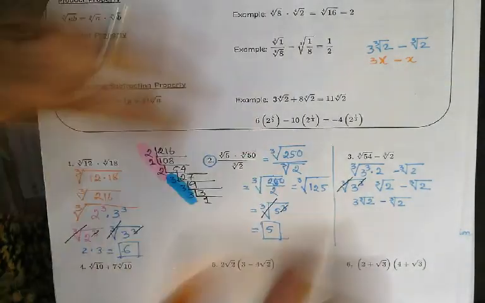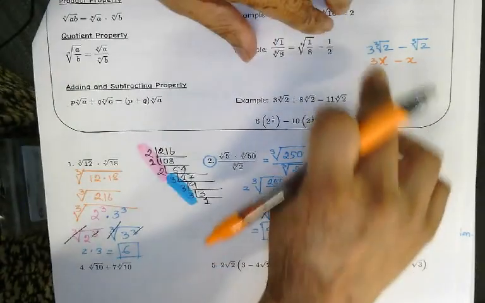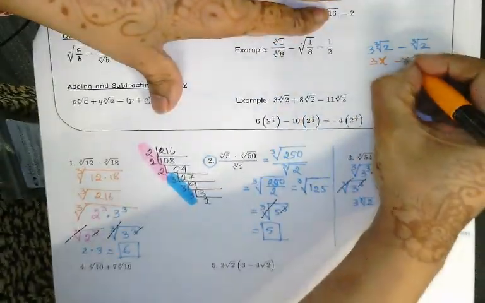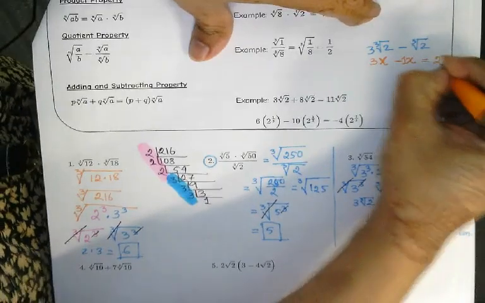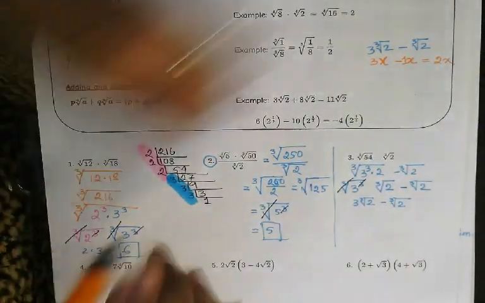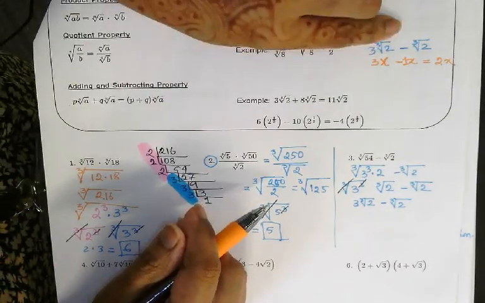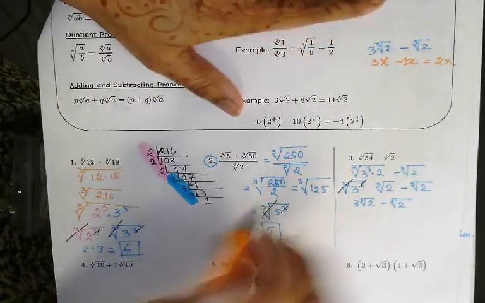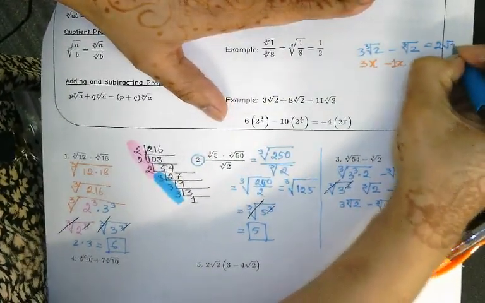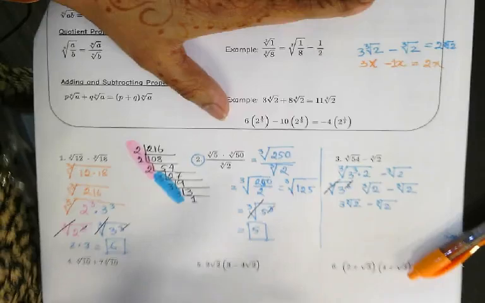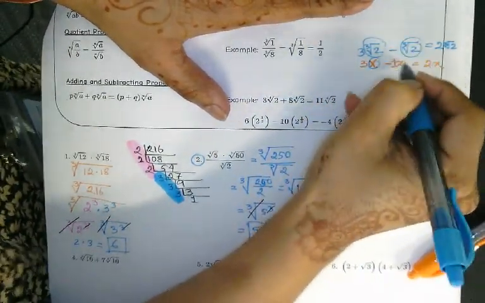In place of cube root of 2, I have x. Think about this problem. What is the answer for this one? 2x. Because these are the variable and I have numbers. It's going to be 1x. So 3x minus 1x is going to be 2x, right? Same thing goes over here. 3 cube root of 2 minus cube root of 2, it's going to be 2 cube root of 2. This thing over here, it's kind of like an x.